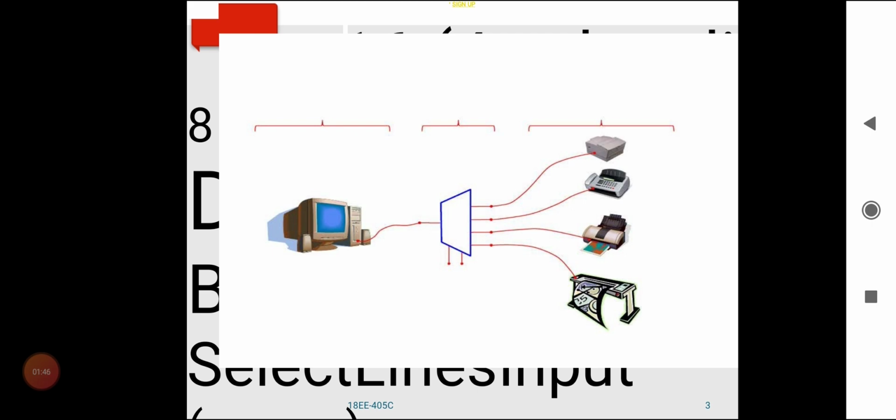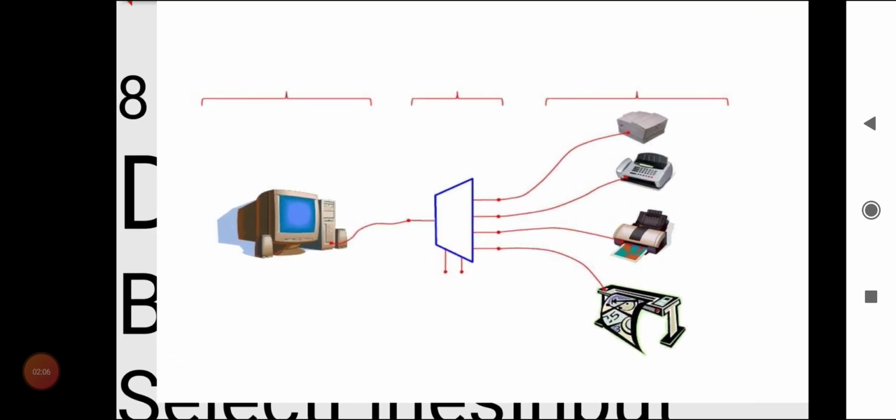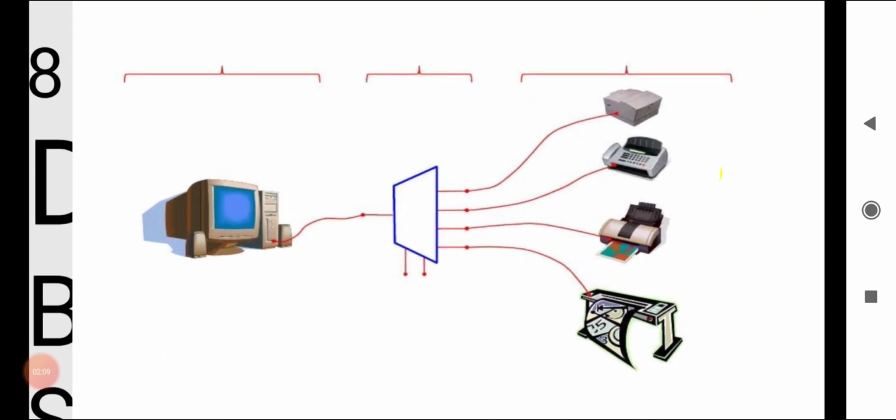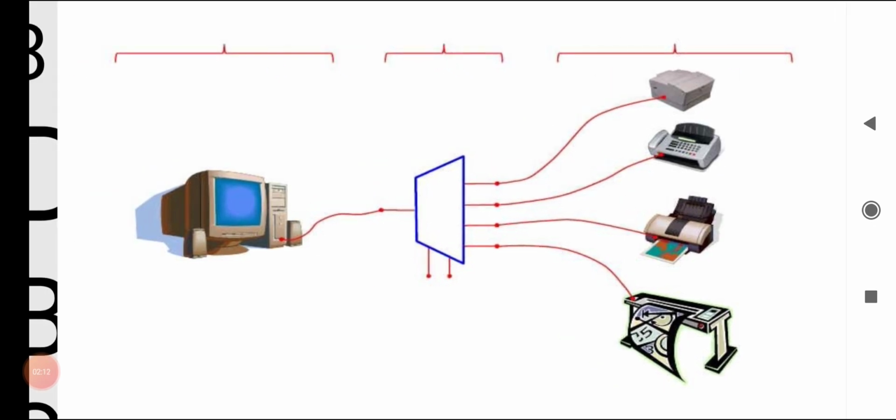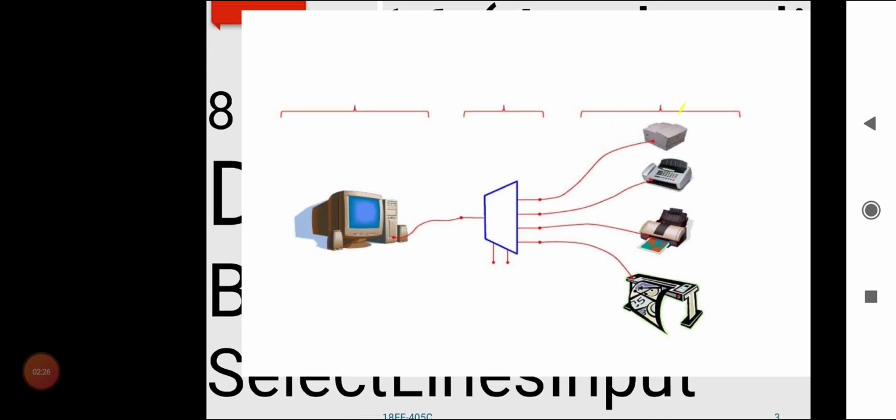Here, data from the computer is connected to the many output lines. Here there are 4 output lines, a 1 to 4 DMUX. It has 2 selection lines. Here the output lines are scanner, fax machine, printer, and recorder. So one of the output lines is connected to the computer, depending on the selection lines.